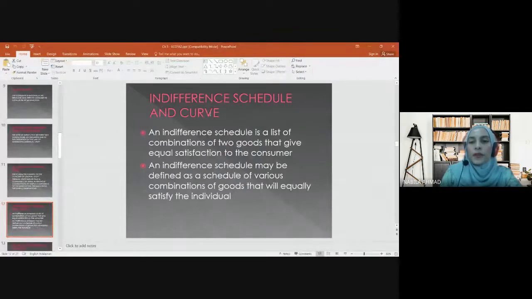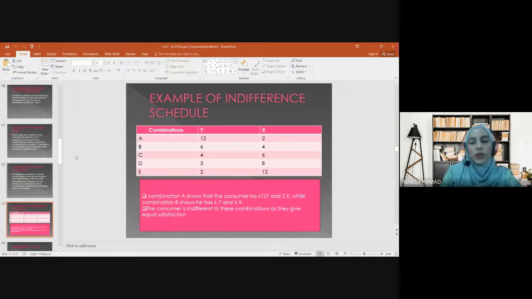Okay, so what is indifference schedule and curve? An indifference schedule is a list of combinations of two goods that give equal satisfaction to the consumer. An indifference schedule may be defined as a schedule of various combinations of goods that will equally satisfy the individual. So this is the indifference schedule. So kita ada different combination here. Kita ada good X and good Y.